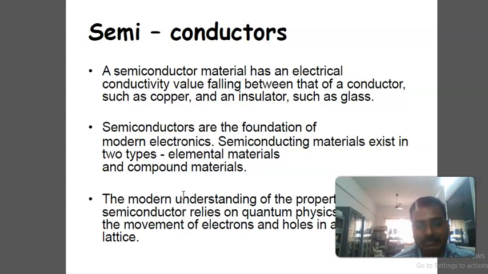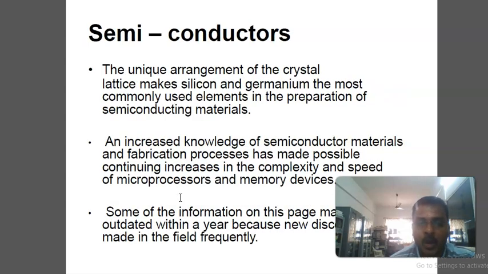Semiconductor materials have an electrical conductivity falling between that of a conductor such as copper and an insulator such as glass. Semiconductors are the foundations of modern electronics. Semiconducting materials exist in two types, the elemental material and the compound material, where the modern understanding of the properties of semiconductors relies on quantum physics to explain the movement of electrons and holes in a crystal lattice. The unique arrangement of the crystal lattice makes silicon and germanium the most commonly used elements in semiconducting materials. An increased knowledge of semiconductor materials and fabrication processes has made possible continuing increases in the complexity and speed of microprocessor and memory devices.